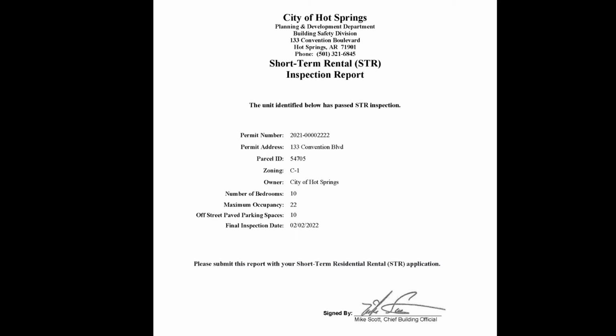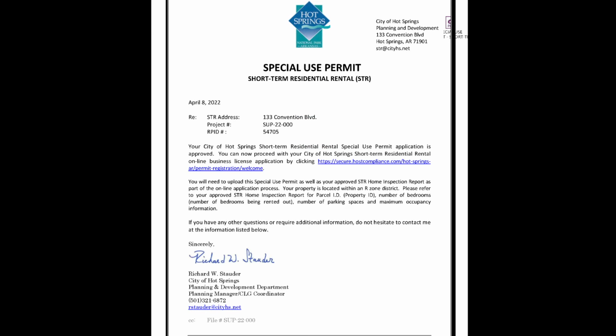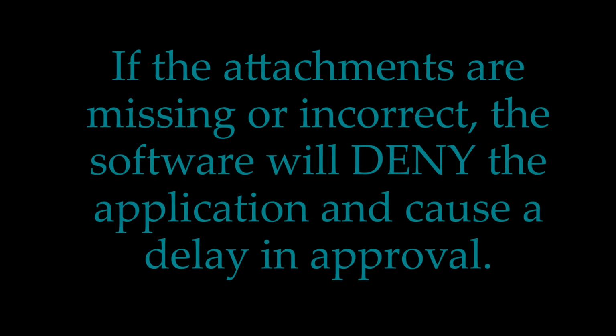A renewal application will need the same inspection report and last year's city-issued STR business license. A new application for an STR in a residential zone will need a special use permit, along with the inspection report. The portal will ask that these documents be attached. Unfortunately, if the attachments are missing or incorrect, the software will deny the application and cause a delay in approval because you will have to start over again.